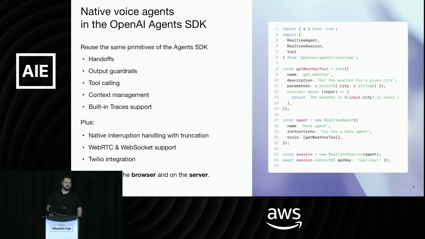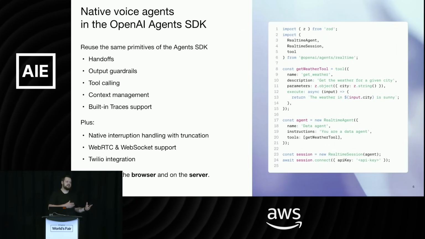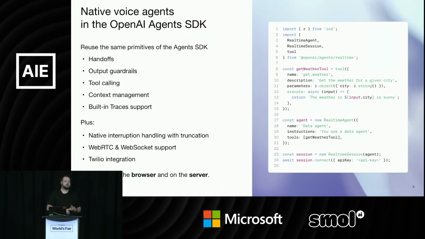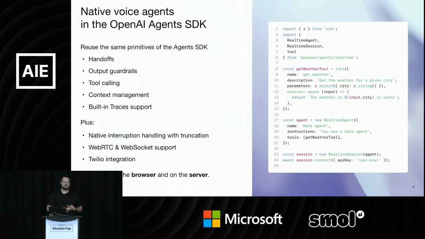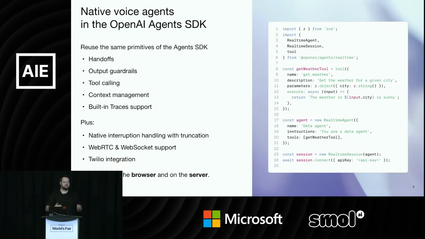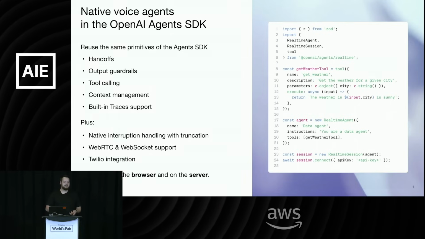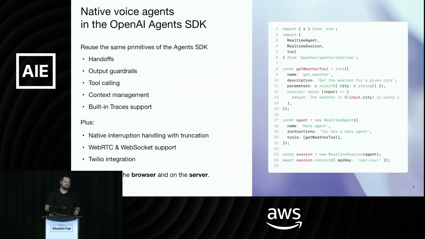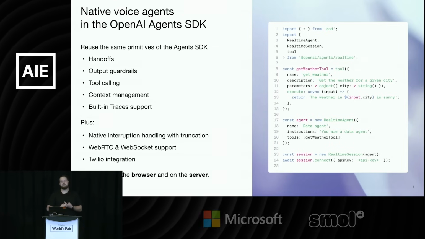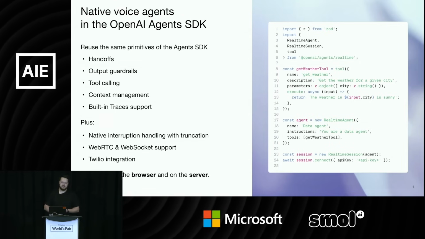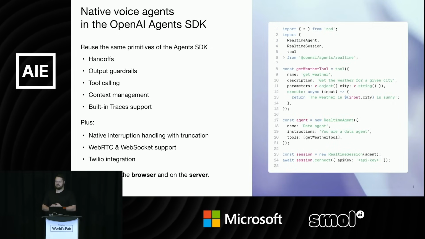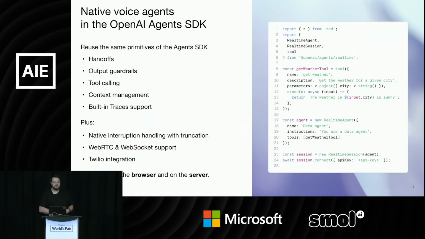What that means in practice is you can use those same primitives that we already have in the Agents SDK to build voice agents that handle handoffs, have output guardrails to make sure the agent is not saying things it's not supposed to, tool calling, and context management, meaning keeping track of the conversation history so you can use it in other applications. There's also built-in traces support so you can replay conversations, listen to the audio of the user, and properly debug what happened, plus native interruption support. If you've tried to build interruptions, you might know how hard this is. If you haven't, be glad you don't have to.